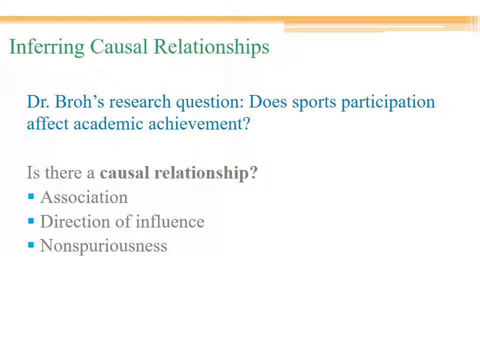Changes in one is resulting in changes in the other. But we don't yet know what's the direction of influence. This is about timing, which happens first. Maybe academic achievement influences students to get involved in sports. Dr. Bro found that it's the opposite, that it's actually sports participation that causes a change in academic achievement.